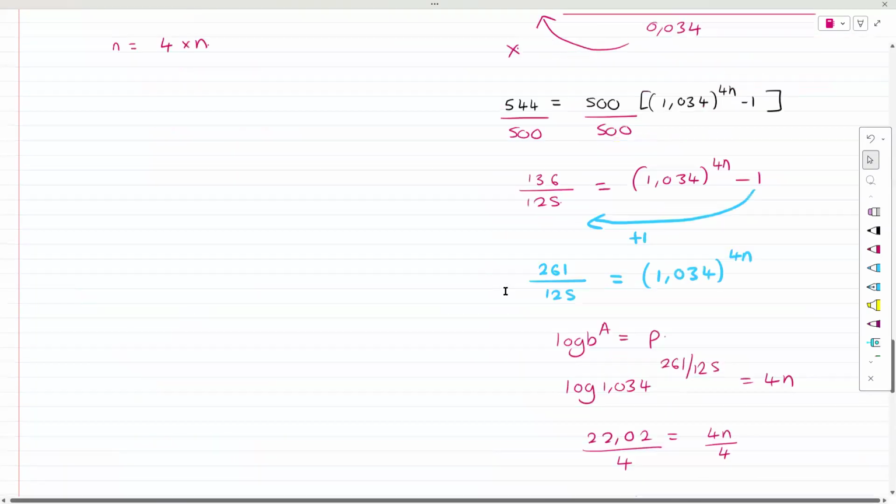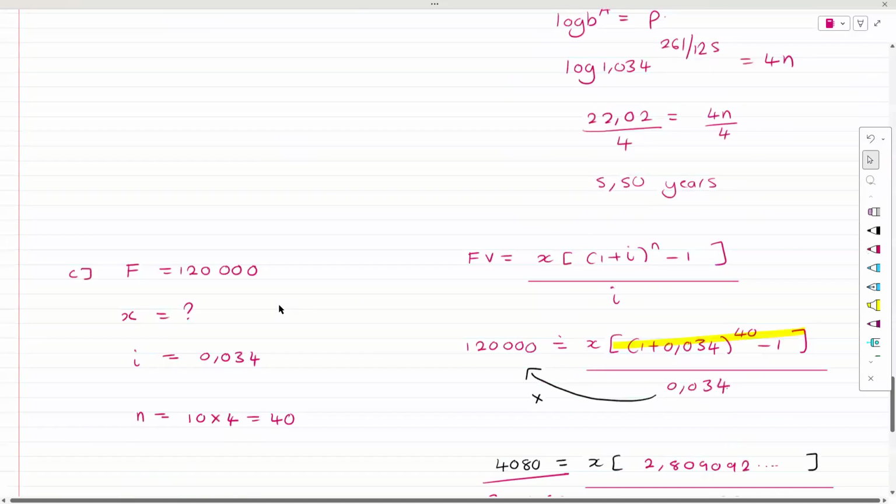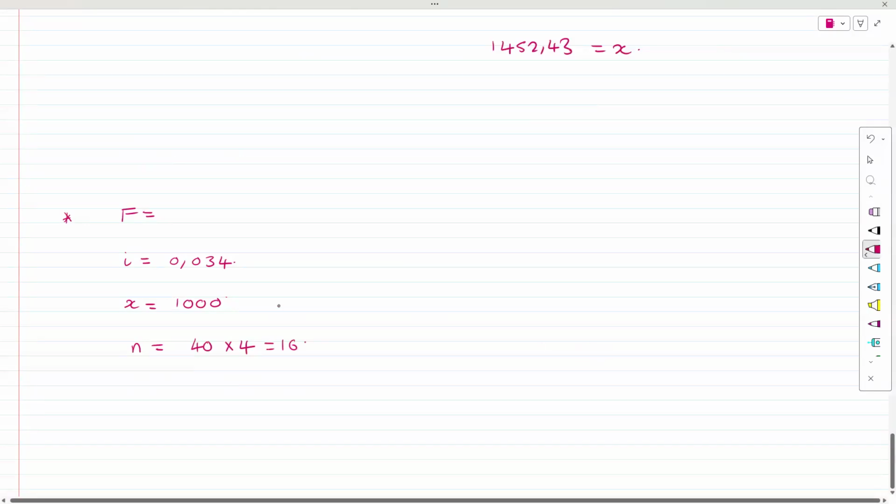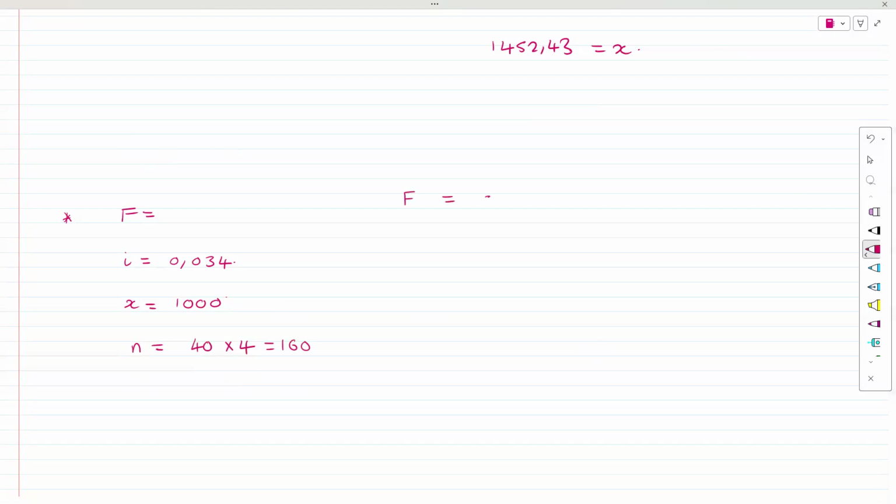This guy put away 1,000 Rand. And he did it for, I know it's times 4. I just can't remember how long he did it for. Let me go and check. 40 years. So 40 years. So there are 4, 8, 12, 16. Okay. So F equals x into a 1 plus I to the power of n minus 1 all over I.